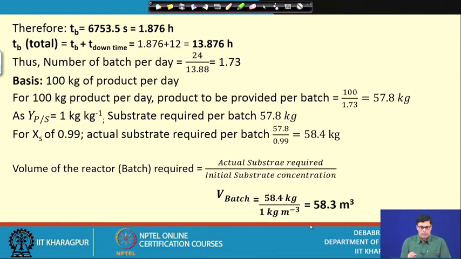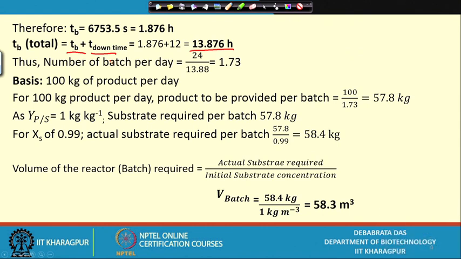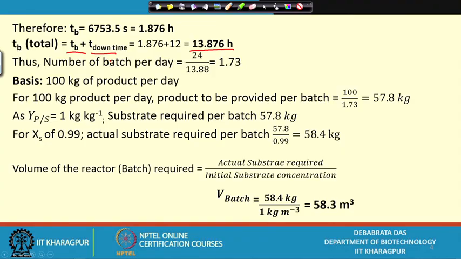Here the total time is coming about 13.876 hours. This is the batch time plus downtime. I told you in case of batch process there is a downtime you have to consider. What is downtime? Downtime includes the time required to take out the material after the reaction is over, and then you clean the vessel and also refill the vessel. This downtime we consider as idle time, because during that time no reaction takes place. So when you try to find out the volume of the reactor, we shall have to add this downtime to the batch time.